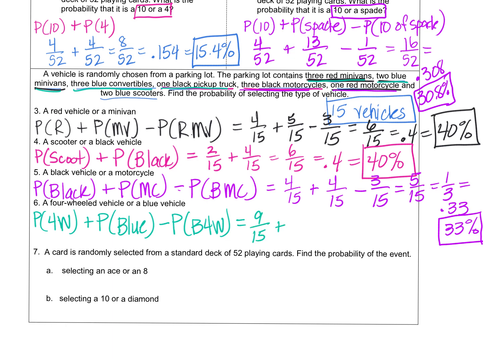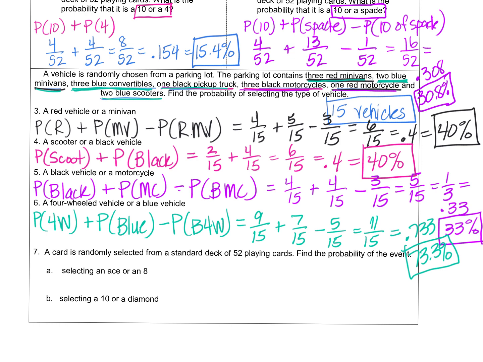Plus, how many are blue? 2, 3, 4, 5, 6, 7. Now subtract the blue 4 wheels. 2, 3, 4, 5. So 9 plus 7 is 16. 16 minus 5 is 11. And 11 over 15 is 0.733, or 73.3%. That one kind of ran over. All right. So that is how you determine that.